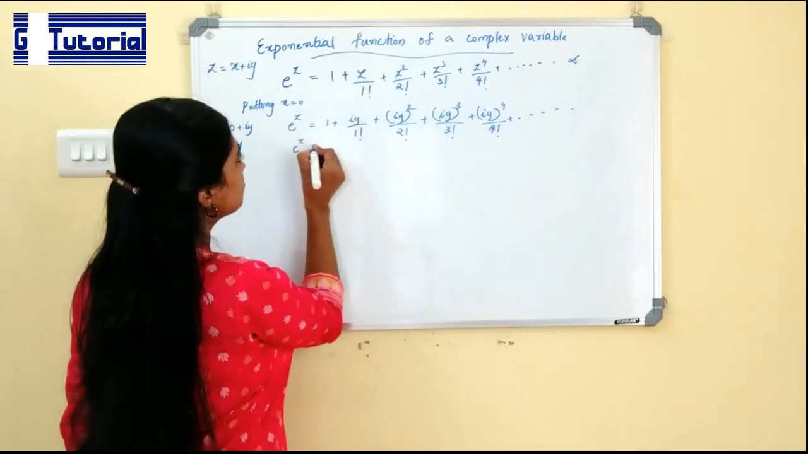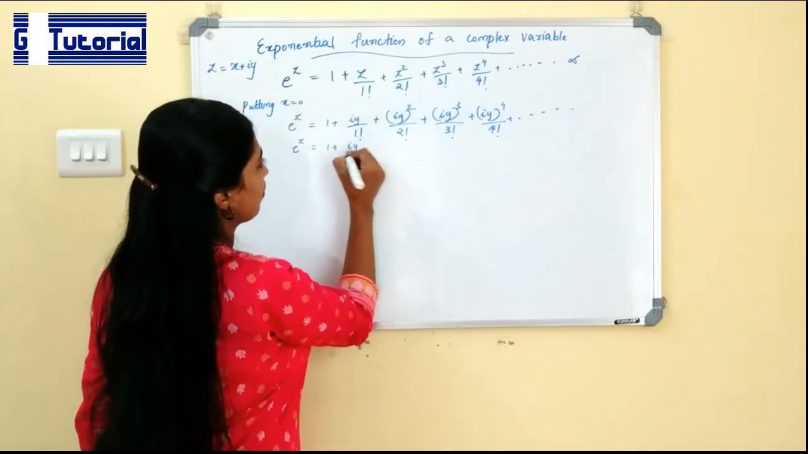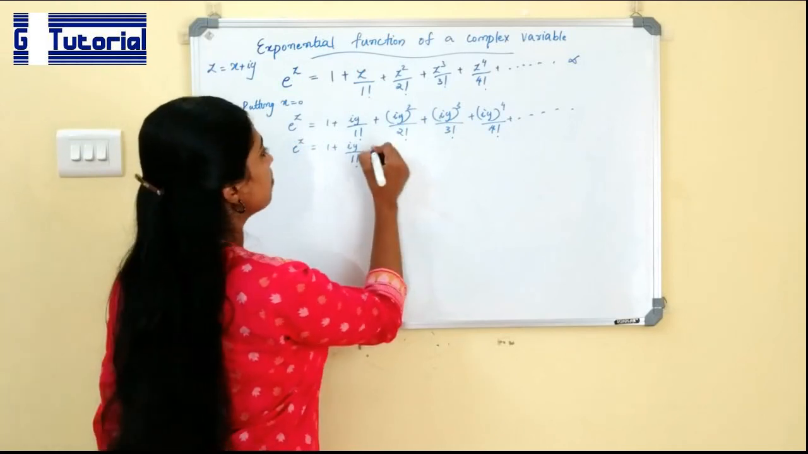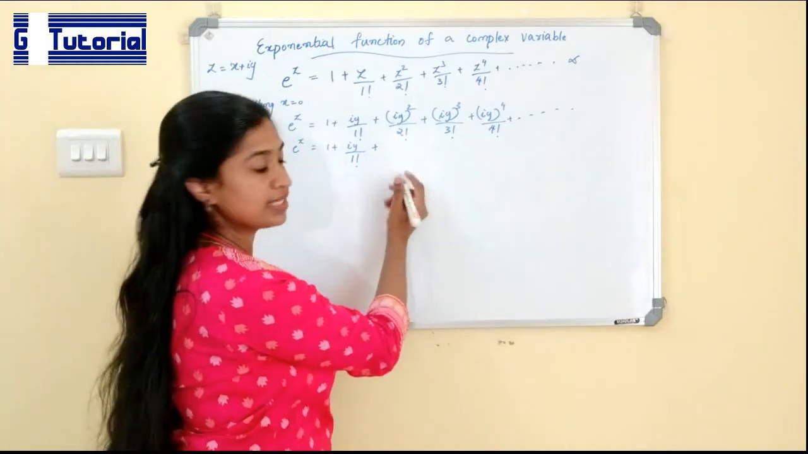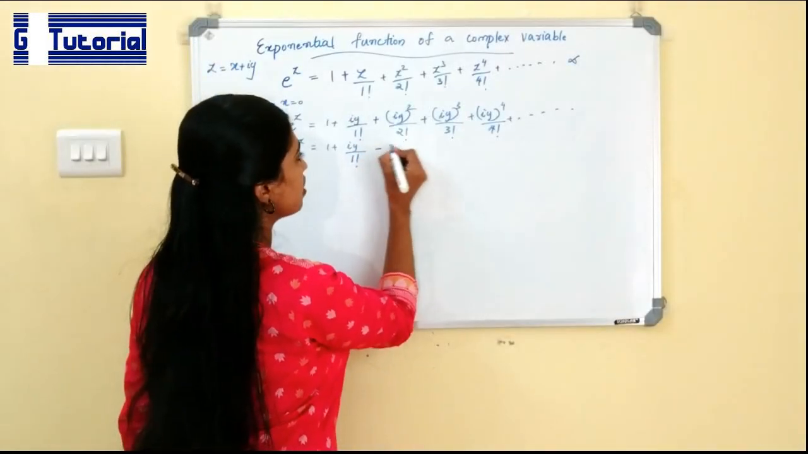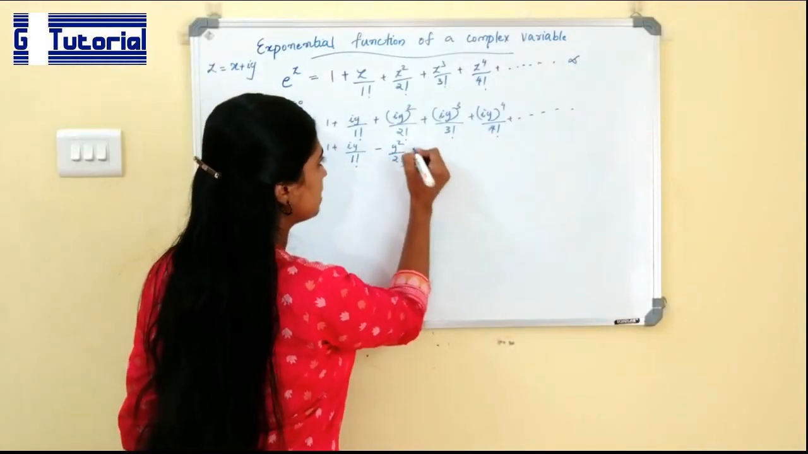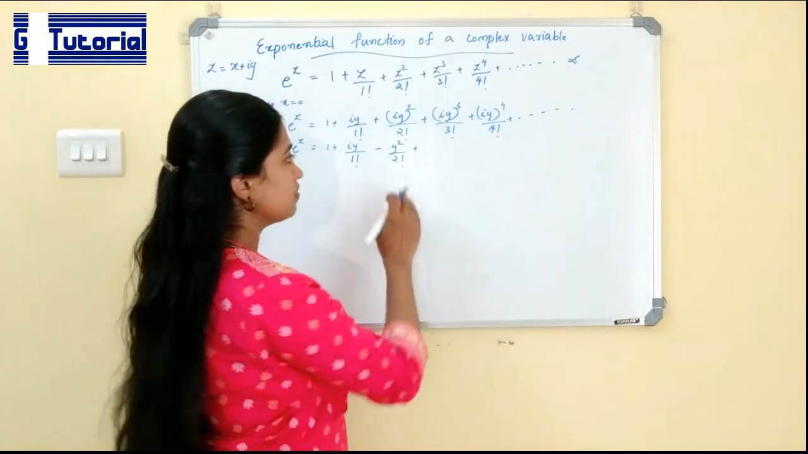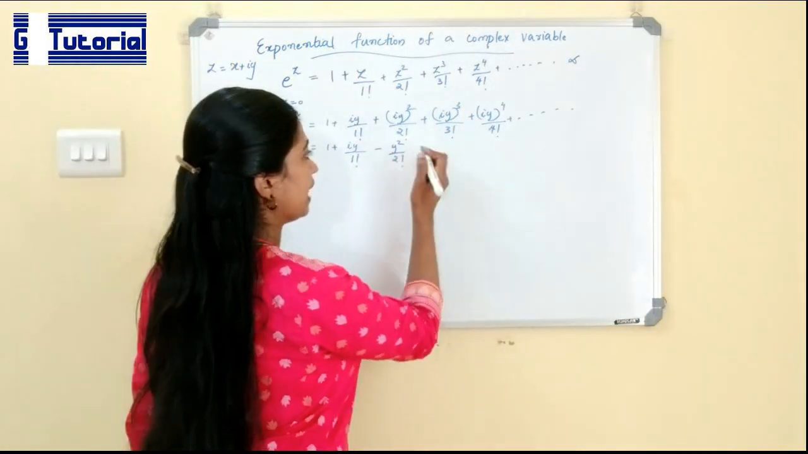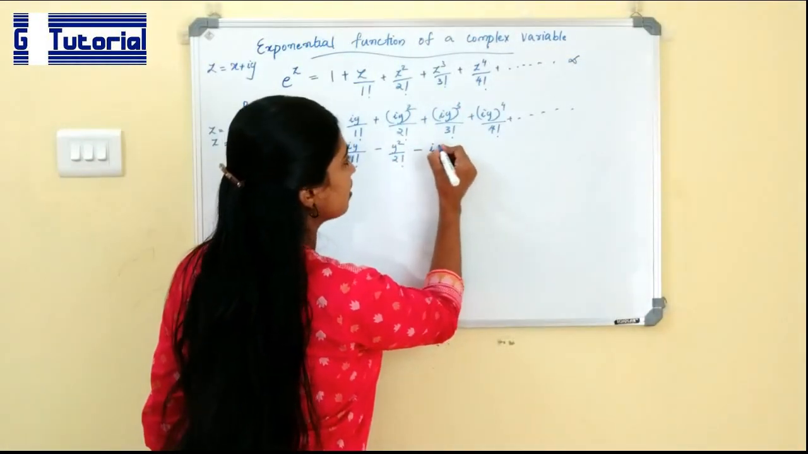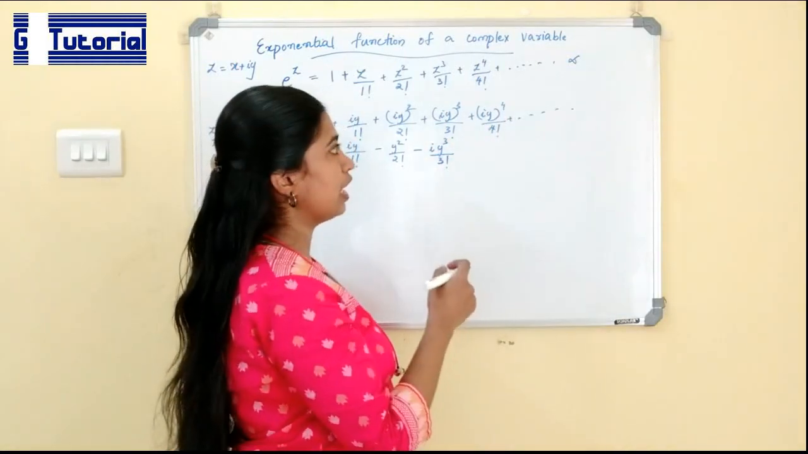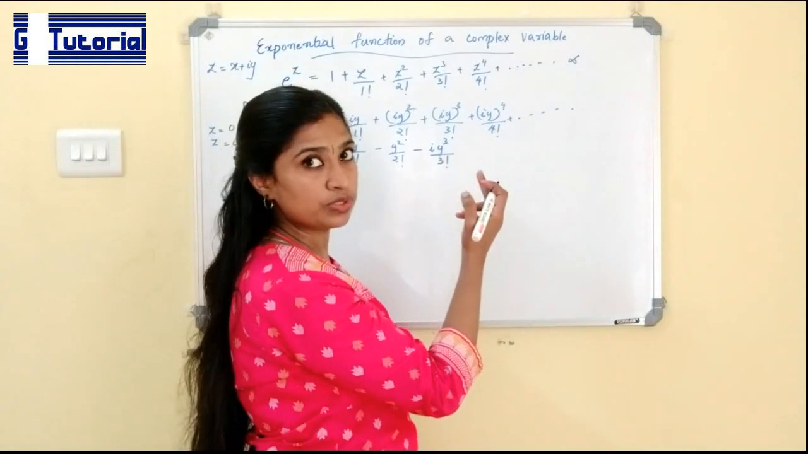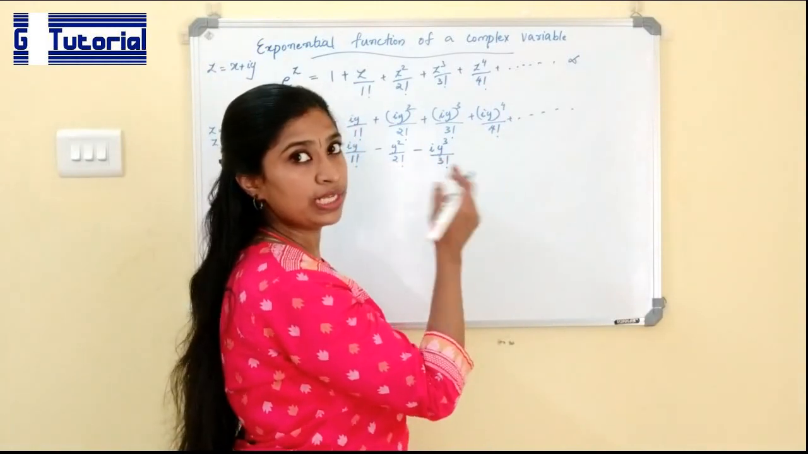Which is equal to 1 plus iy by 1 factorial, which is iy, plus iy the whole square, where i square is minus 1, so minus y square by 2 factorial, plus i cube, where i square is minus 1 and i square into i is i cube, so minus i y cube by 3 factorial. I square the whole square is i raised to 4, so that is minus 1 the whole square, that is plus 1.